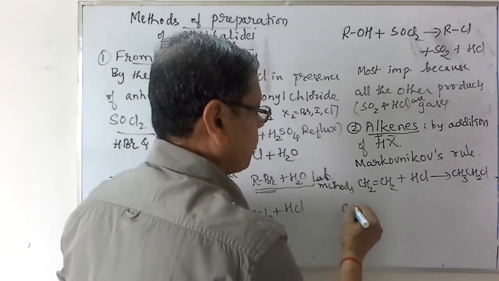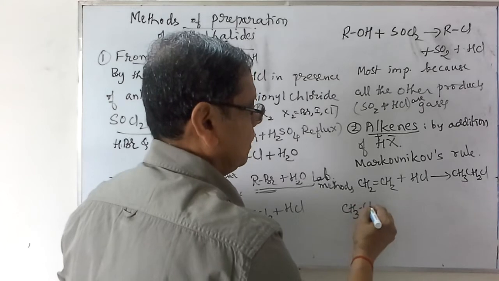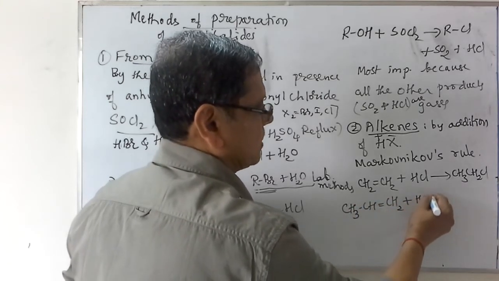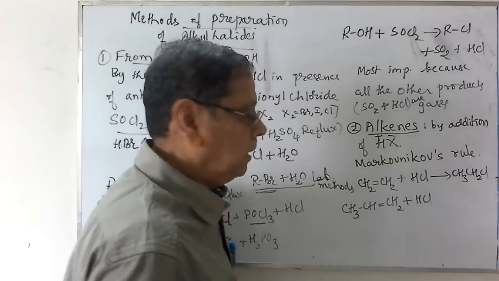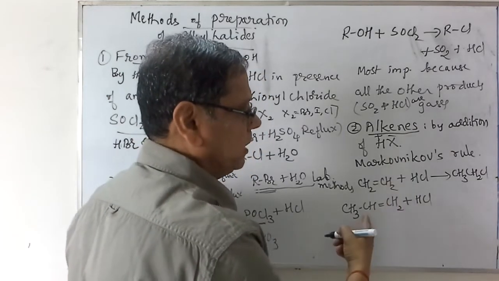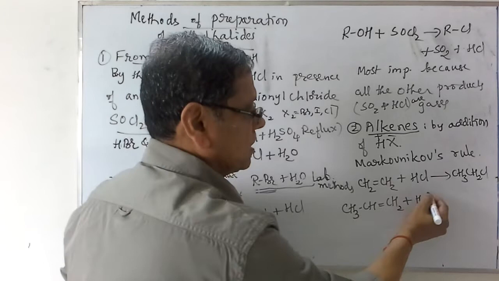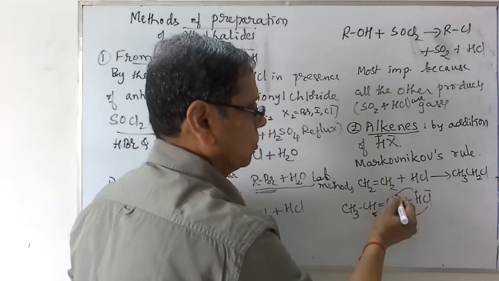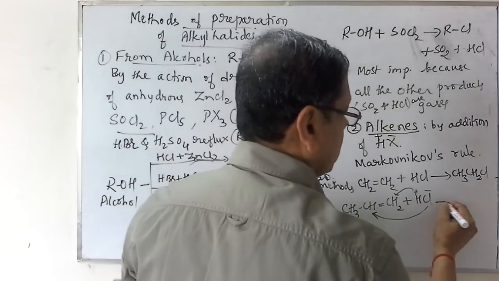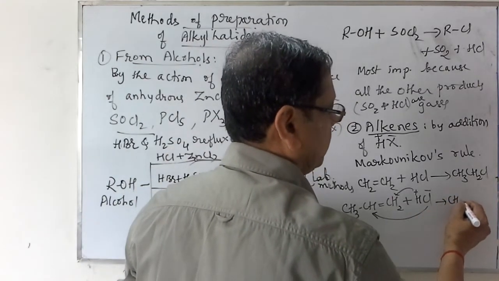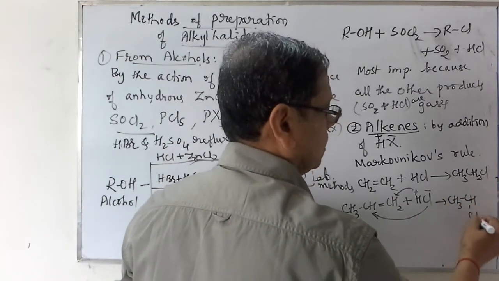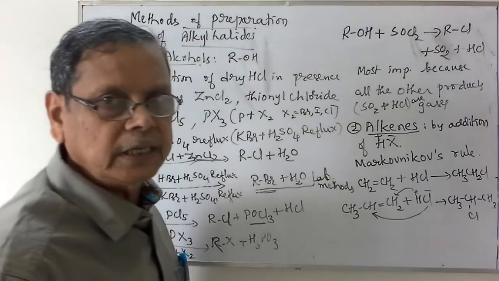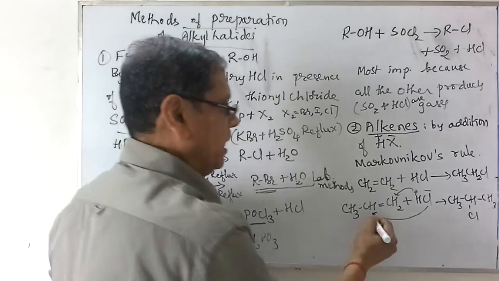But when you take this propene, CH3, CH double bond CH2, if you add HCl, then according to Markovnikov's rule, the addition will take place. So this Cl minus goes to this carbon atom, H plus will go to this carbon atom. So it is always isopropyl chloride, the product, CH3, CHCl, CH3.